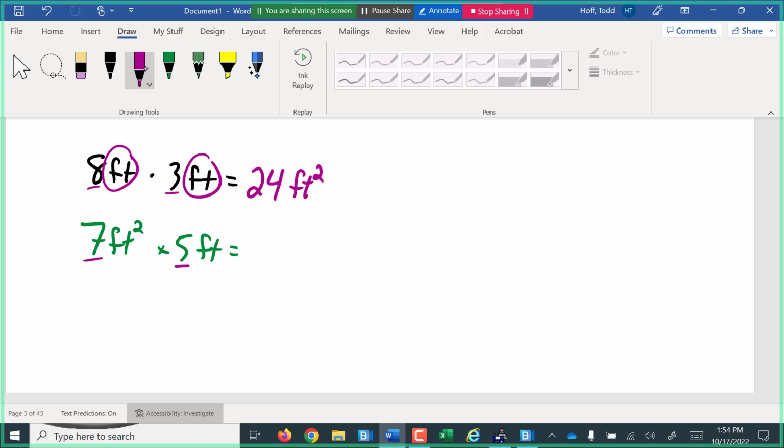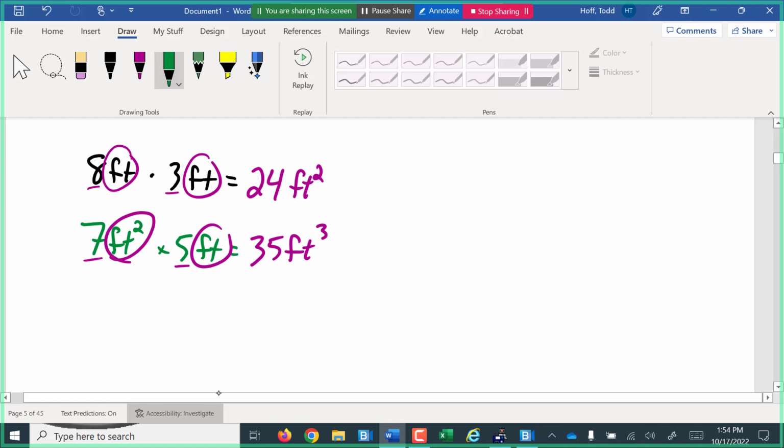Well, what's 7 times 5? 35. And square feet times feet is going to be feet cubed, or feet to the third. Or we could go back to the standard, 6 feet times 8. So what's 6 times 8? 48, and then we just keep the feet because there are no units here.